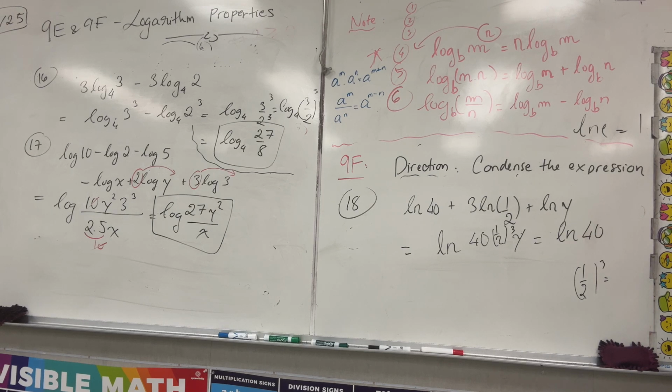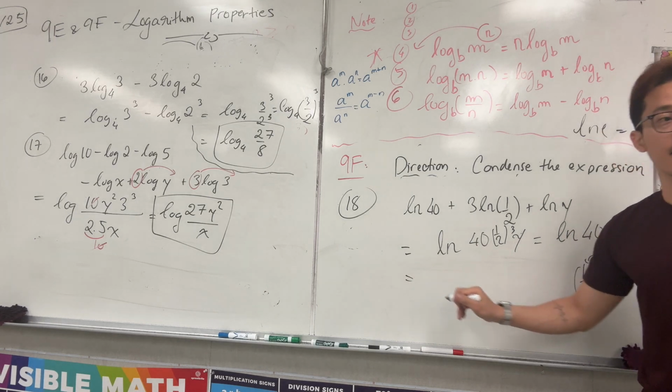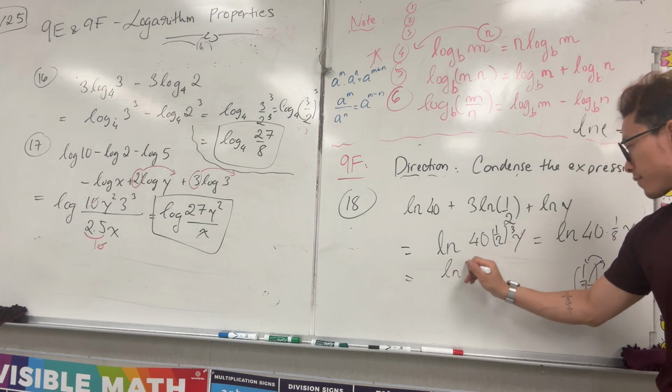Don't make it complicated. Just 1/8. You distribute the 3: 1 to the power 3 and 2 to the power 3. 1 to the power 3 is still 1. 2 to the power 3 is 8. So 40 times 1 over 8, 40 divided by 8 is 5. So ln 5.